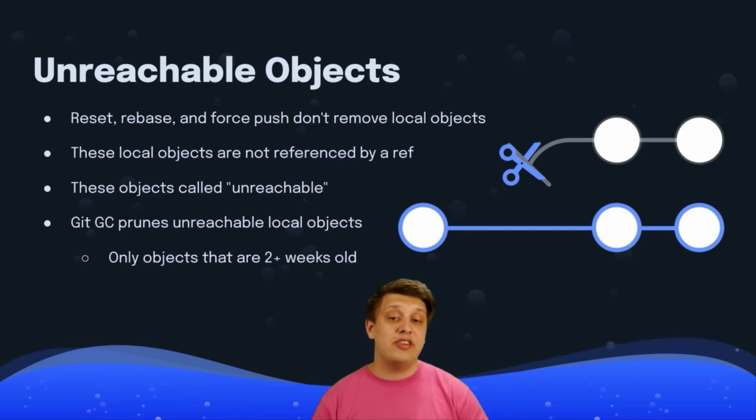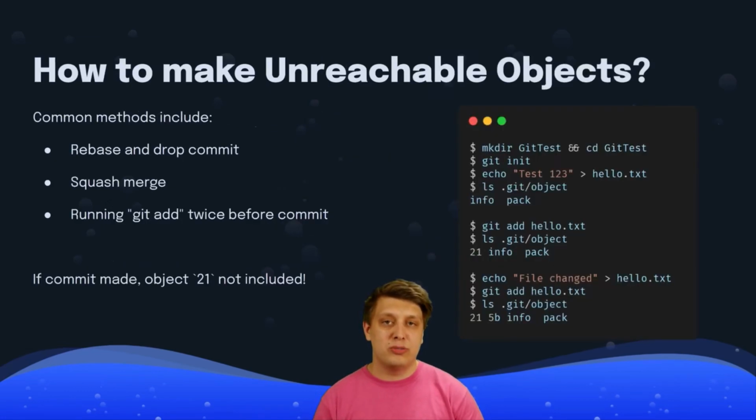Now, git gc by default removes these objects after 2 weeks or more, assuming that git gc has run during a different operation, but otherwise this data may be recoverable. First, let's understand how we can create unreachable objects, whether intentional or otherwise.